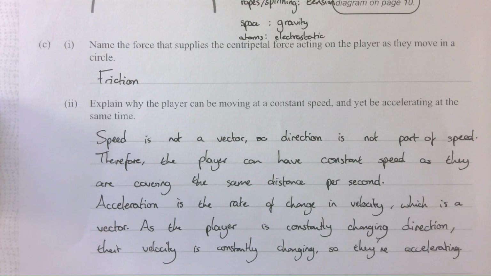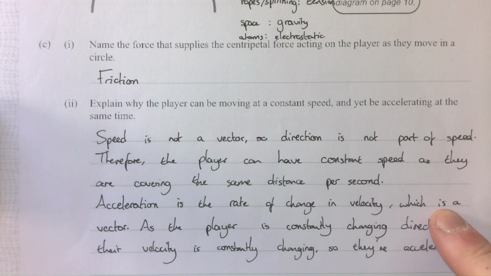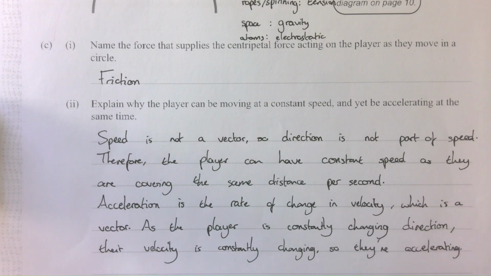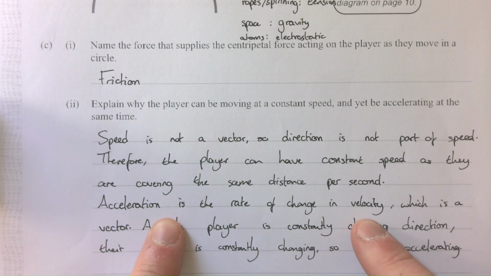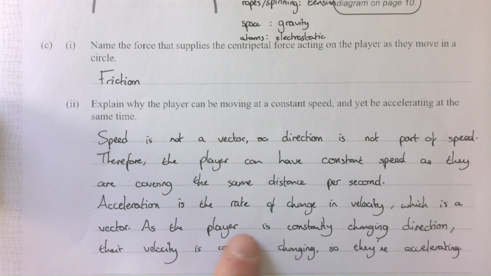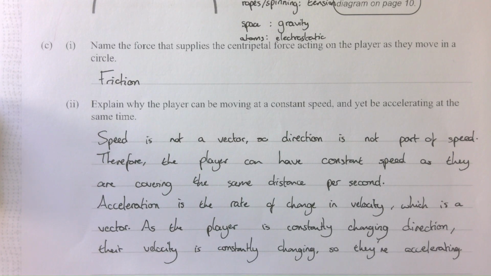So for achieve, you had to either give friction as the centripetal force, just name friction as the centripetal force, or you had to give one of the following points: that velocity is a vector, which is this statement here, or acceleration is defined as the rate of change in velocity, or you had to say that speed is constant, but they are changing direction, therefore velocity is, therefore they're accelerating. That's just a bigger point, but the other two are a bit shorter. Any one of those is needed for achieve.